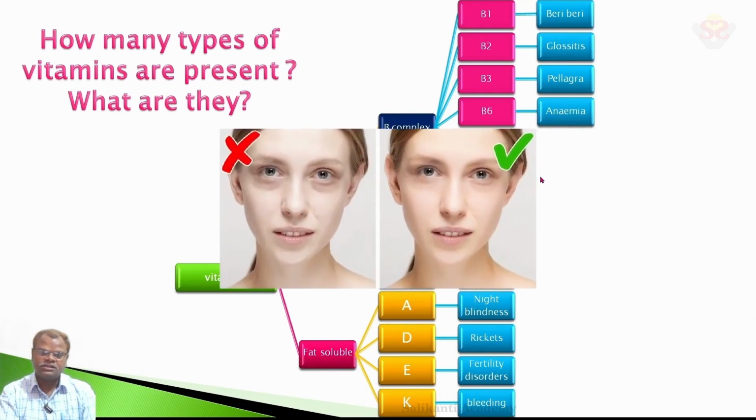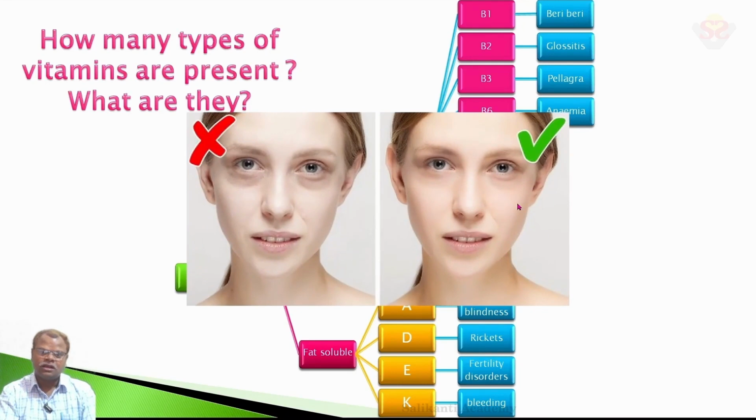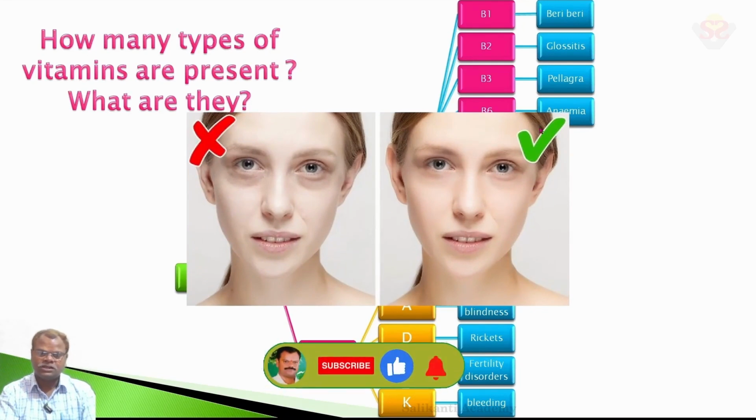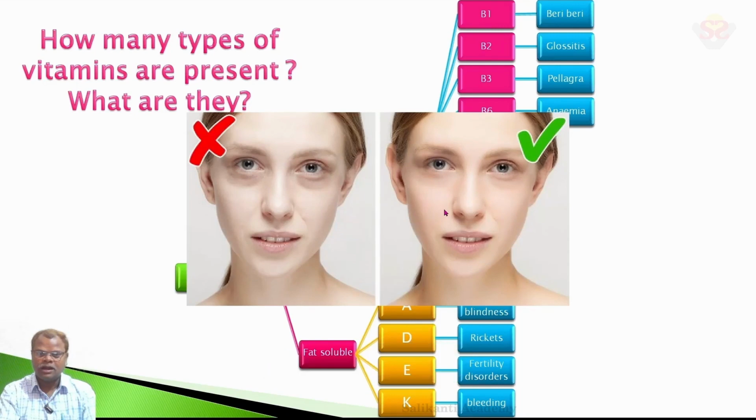Anemia is a disease which is a low percentage of hemoglobin in blood. This low percentage of hemoglobin in blood is called anemia. See, this person has anemia, this female does not have anemia. By seeing both faces, we can easily understand the anemic patient and the non-anemic patient.